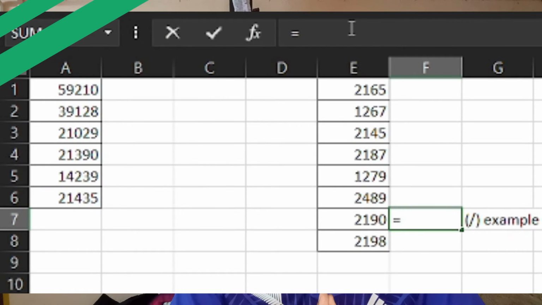We move on to the slash symbol. We want to divide cell E7 by J6. So we use the slash symbol and write this formula in the formula bar: equal sign E7 divided by J6.